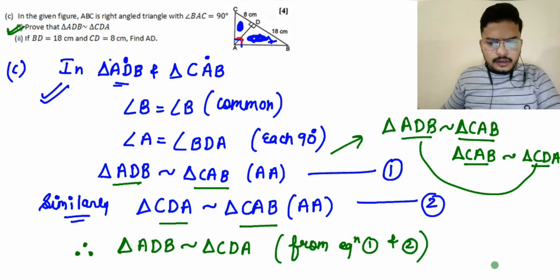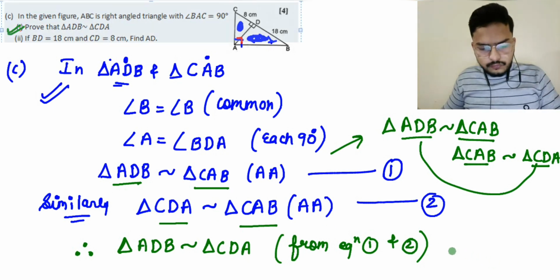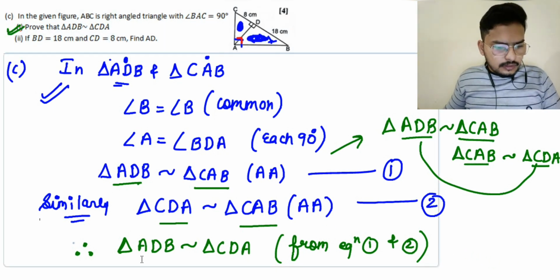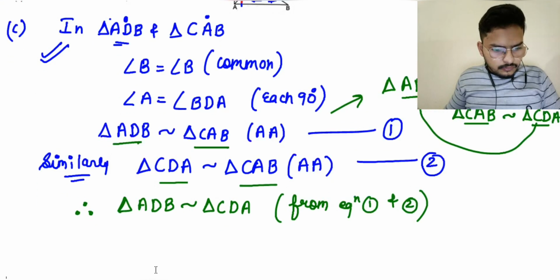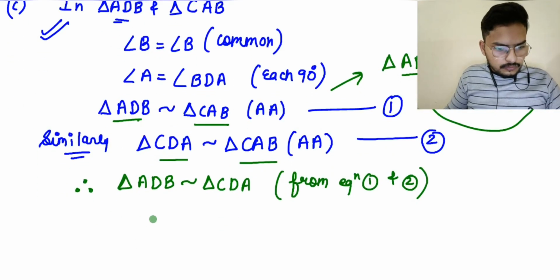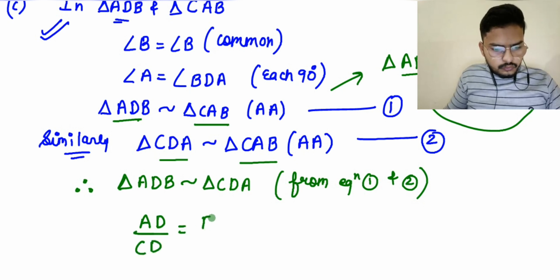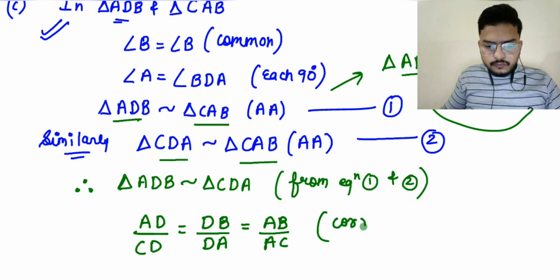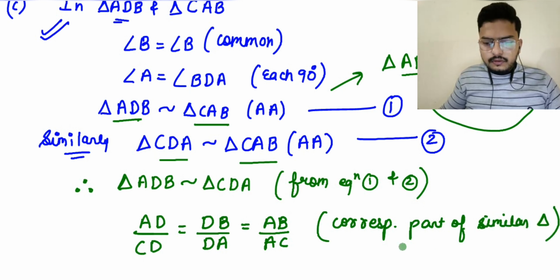Now for the second part, the sides are coming, which means the role of CPST is coming. BD is given here. First of all just apply CPST: AD upon CD is equal to DB upon DA, which is equal to AB upon AC. That is from the corresponding parts of similar triangles, right? That is from CPST.